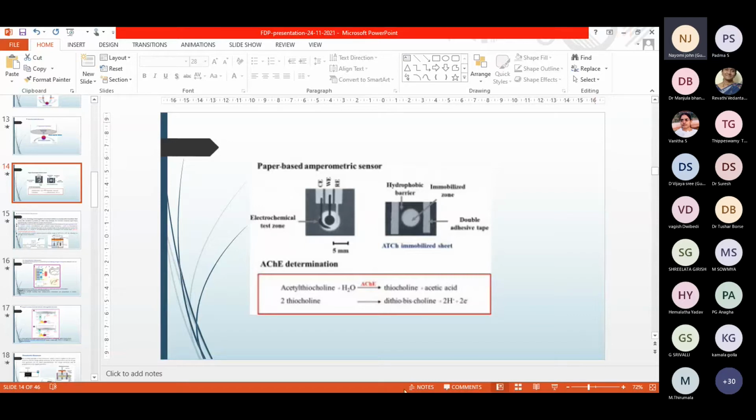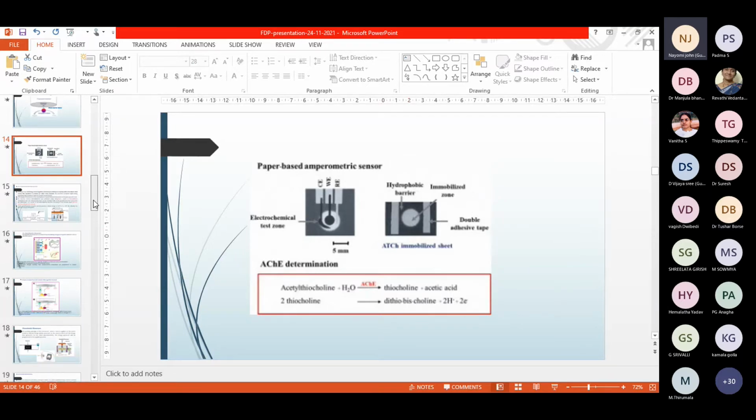So moving further, this is an example where the acetylcholinesterase is impregnated or immobilized on the paper. So this is an example which is given, a paper-based amperometric sensor. The enzyme has been immobilized.